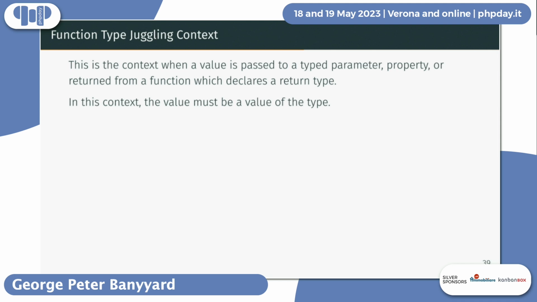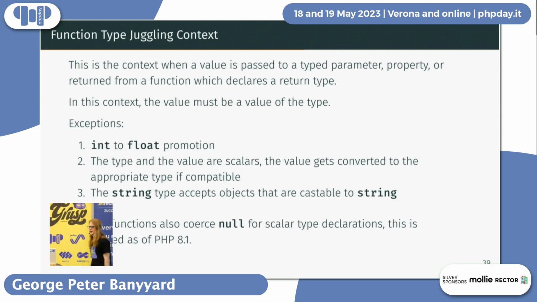Okay, function type juggling context. This is the context when a value is passed to a typed parameter or property, or is returned from a function which declares a return type. In this context, the value must be of the type, except if you have float and you pass an integer, then the int gets promoted to float. If the types you are passing are scalar values and the type declared is also a scalar type, then the value gets converted to the appropriate type if it's compatible. And the string type accepts objects that are castable to string.